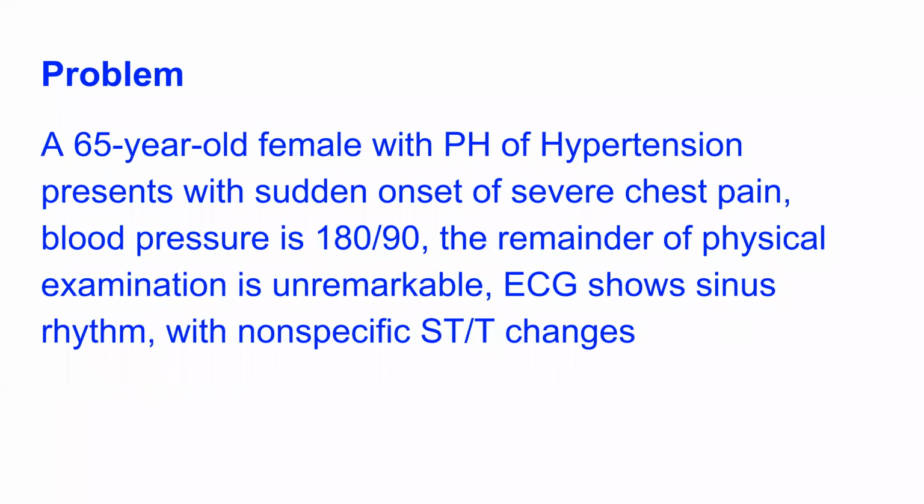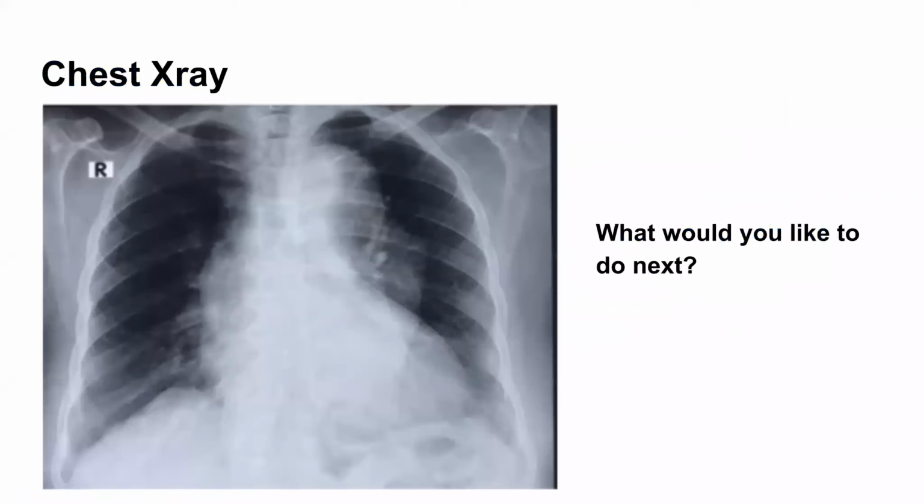Okay, so we talked about this lady. She's 65 years old. She has severe chest pain. She has high blood pressure. This is a real case. She came in sinus rhythm with non-specific ST-T changes. And this is her chest X-ray. So what do you see and what would you like to do next? Okay, there is a comment about a wide mediastinum from Mohammed.